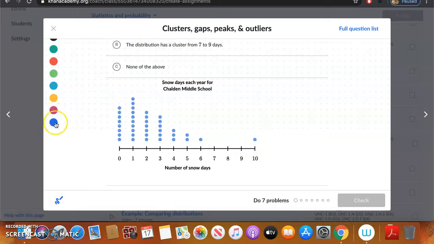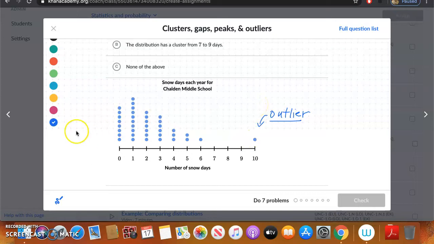Okay, so this one right here would be considered an outlier, right? So basically outliers are data values that are apart from the rest of the data set or the distribution, and they are pretty far away. They're not close. So if there was one here at 7, that wouldn't be considered an outlier. There has to be a gap, and then an outlier.